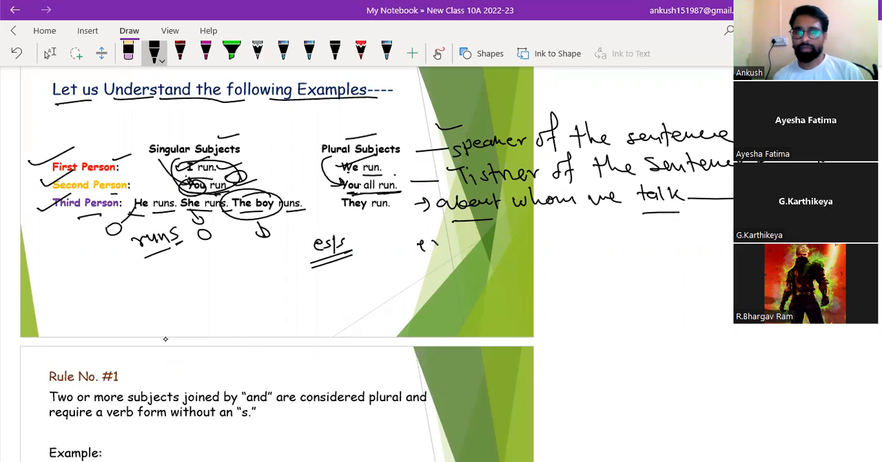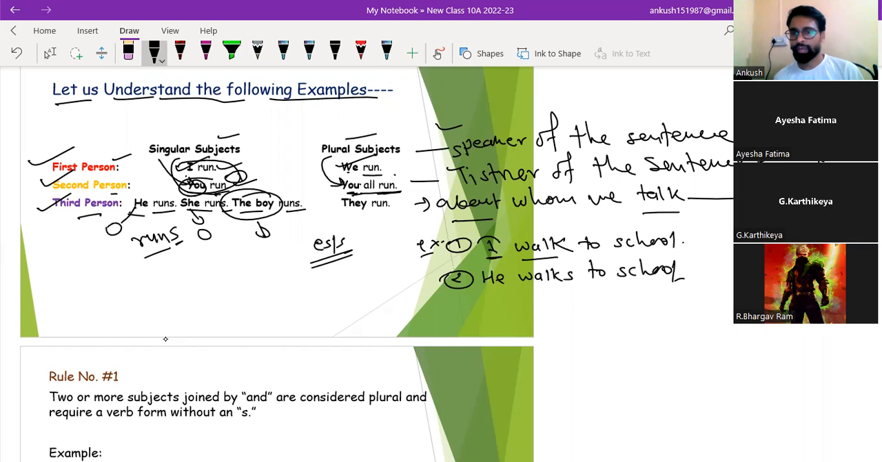Like, suppose, one example I will be giving here. I walk to school. This is singular, still I use a plural verb. He walks to school. Okay, he walks. Here it changes its form according to the subject used for it. Got it, beta? Yes, sir. Is there anything you did not understand?